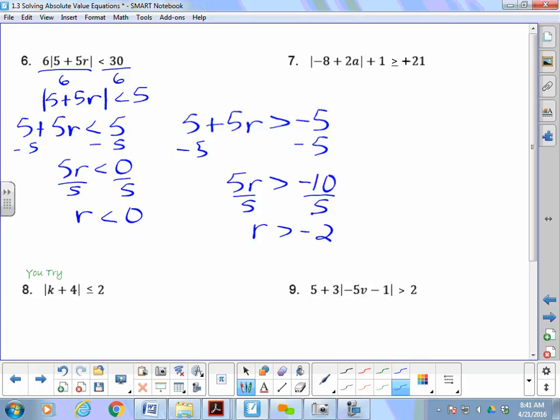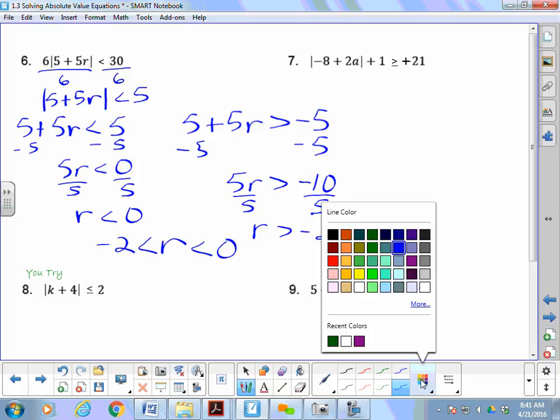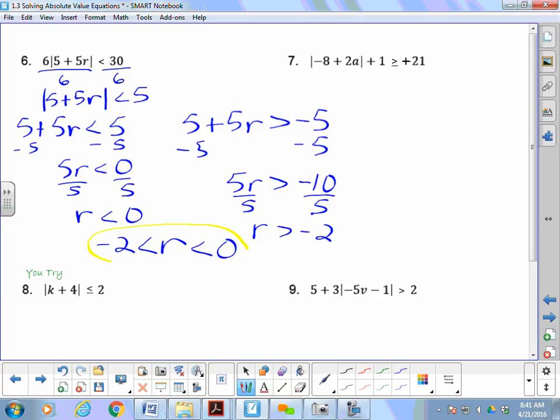So I have to write this as a compound inequality and say that r is greater than negative 2, less than 0. So your final answer has to look like either this, or there has to be an or between them, okay? Because it would be great or in that case, all right? This is a less than, all right?